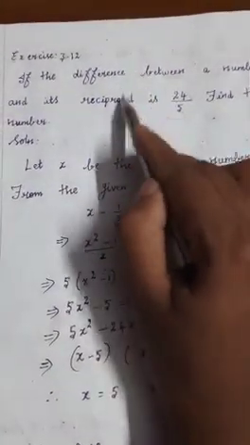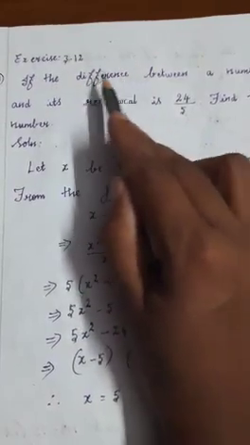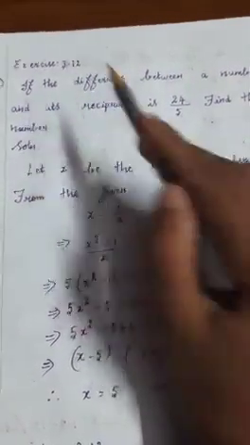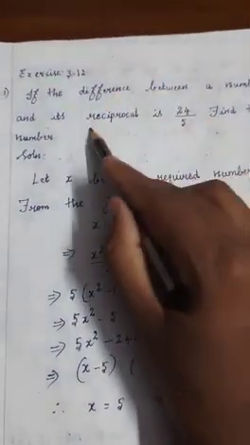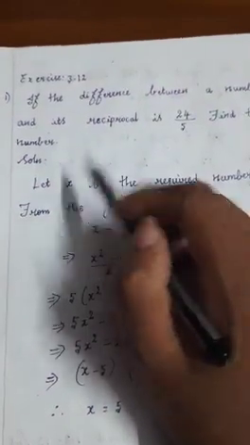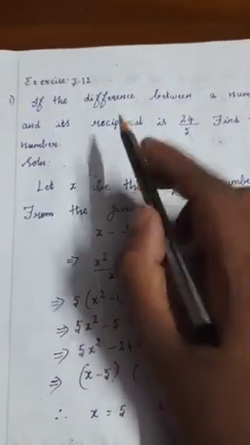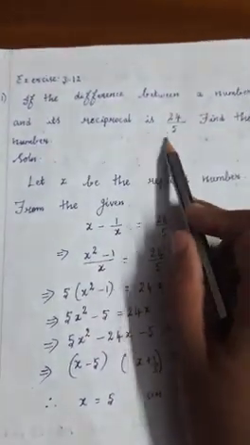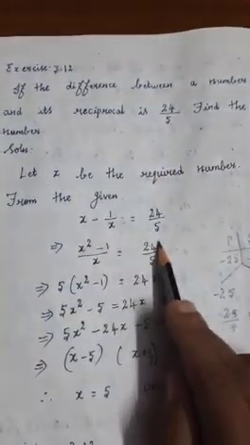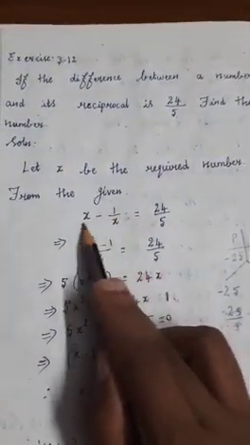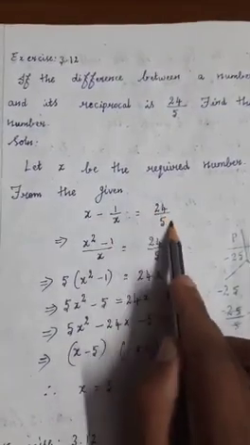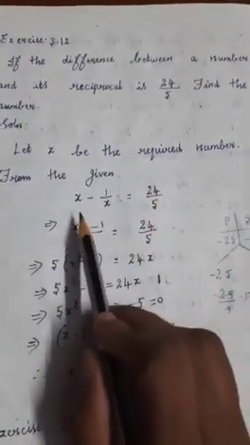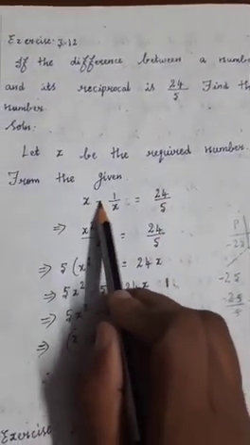From the given, in our question one condition they have given. So the difference between a number, that number we have considered as x, and its reciprocal. So the reciprocal of x, what is it? That is 1 by x. Okay, so the difference value they have given is 24 by 5. So if you subtract that number and its reciprocal, the value is 24 by 5.